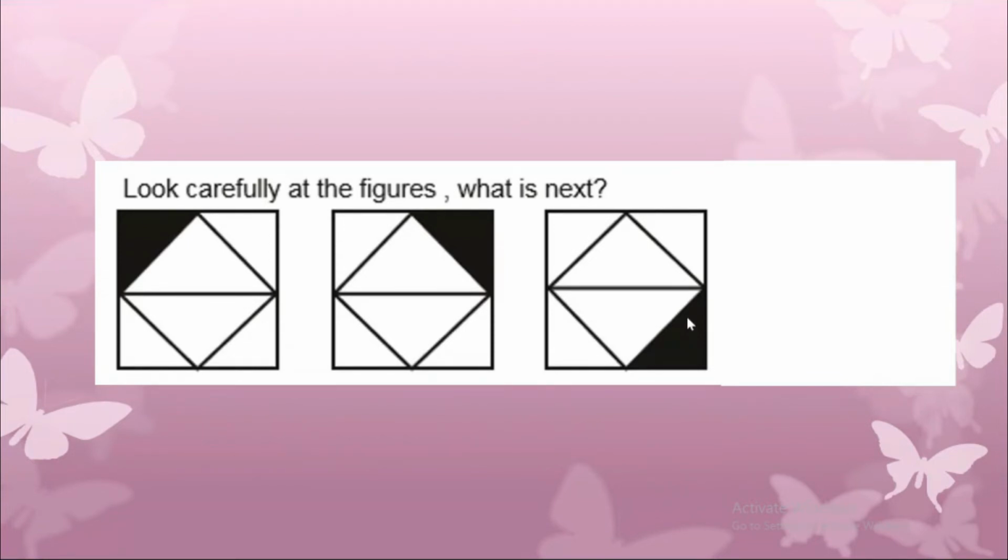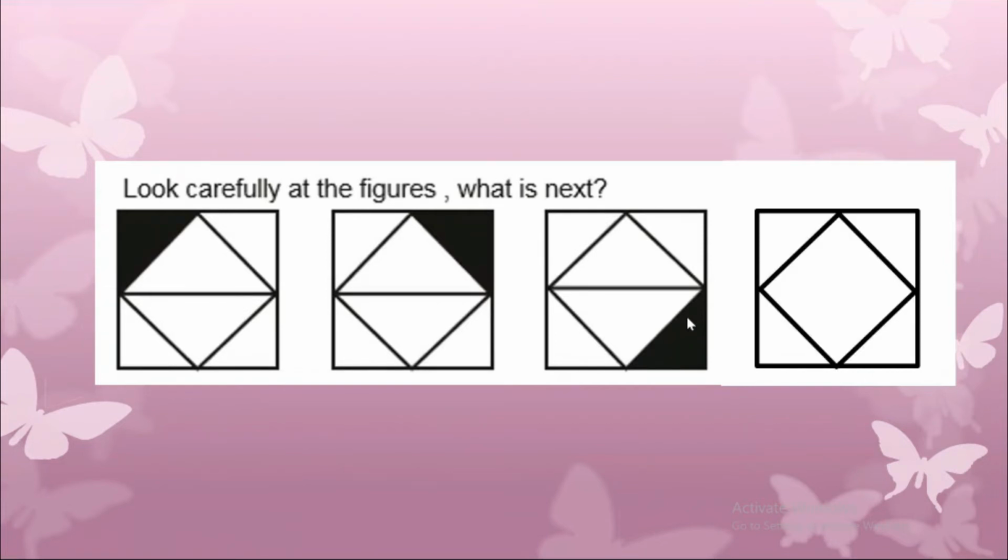Of course, the first thing common to them is the square that encloses the whole figure. And then each figure has a diamond inside the square. Also, a horizontal line that cuts the square into two. Now, the difference is only the shaded part of the figure.